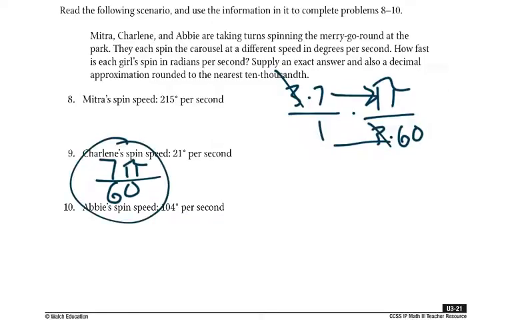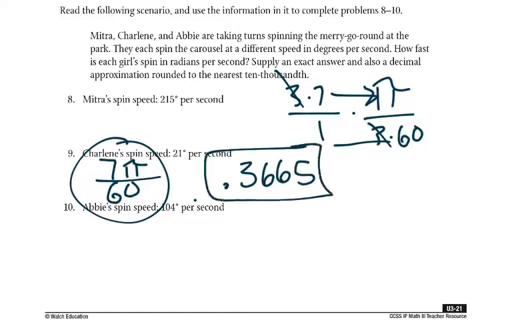Okay, my non-exact, I just take 21 times pi divided by 180. And I get 0.3665 when I round to the nearest 10,000th. Same thing, basically. Approximation, exact. Exact is better for most of what we're going to be doing. Okay? Now, last problem, number 10.